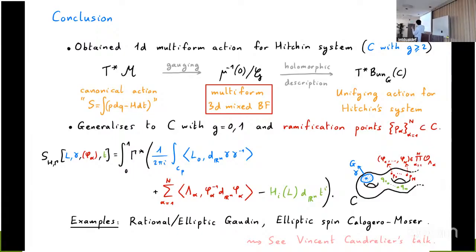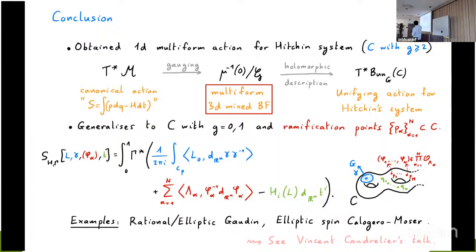But by moving to an equivalent description of this Hitchin phase space in terms of actual holomorphic data, we get an action, which was this 1D action I showed you before, which describes the actual Hitchin dynamics on this cotangent bundle of holomorphic bundles, with holomorphic structures described explicitly. So I think it was Lewis who asked about the generalization to the case with marked points.